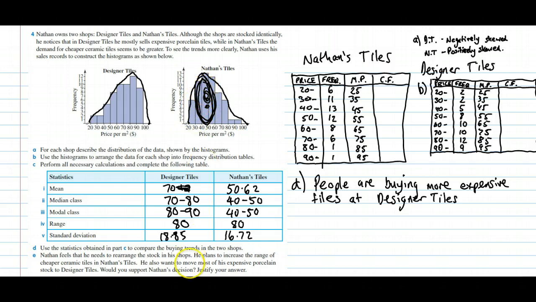He also wants to move his expensive tiles to designer tiles because look, they're having lots of success selling expensive tiles. So he figures if he moves his expensive tiles down to designers, then they're going to sell better than they are at his place. For some reason or other, people are buying cheaper tiles from him and more expensive tiles from designer tiles. So very smart move on Nathan's part.